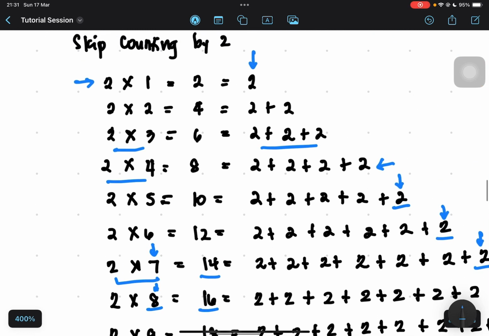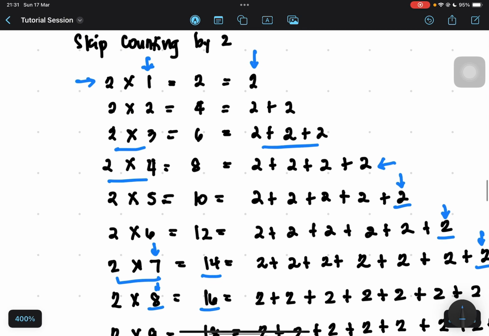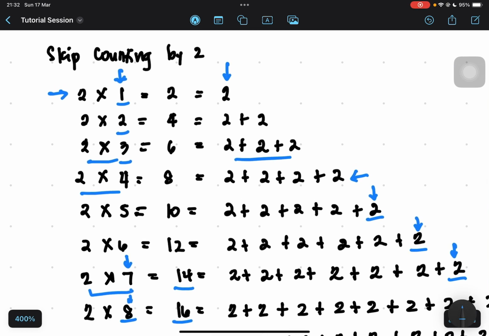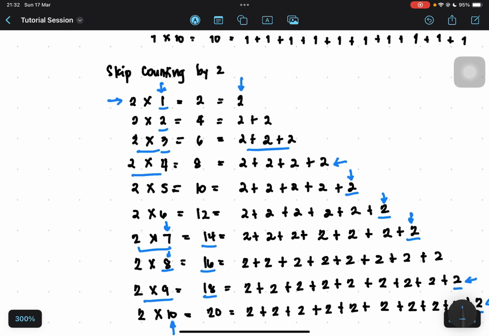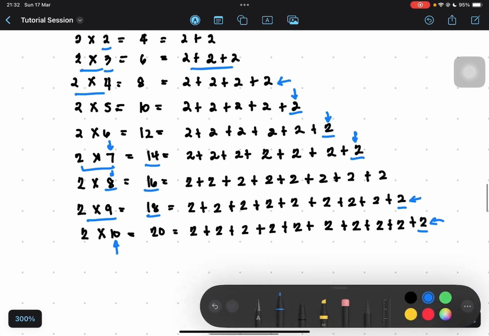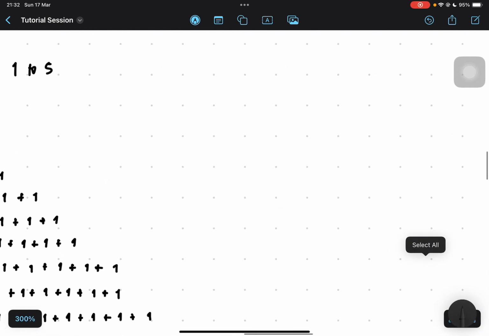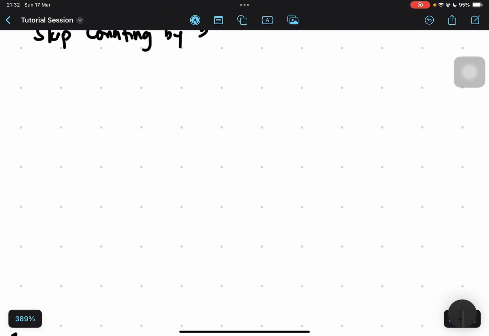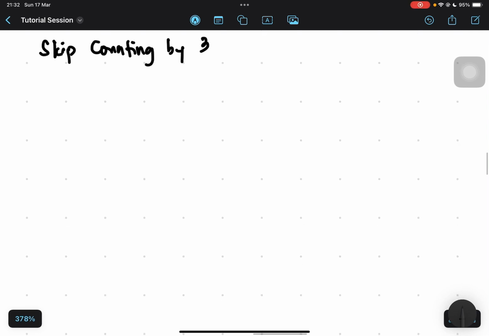So this one, 1, 2, 3 until 10, is the interpretation of how many times we add 2 by itself. So that's the interpretation of skip counting by 2. The same as skip counting by 3, skip counting by 4, and skip counting by 5. Skip counting by 3 is just the same as skip counting by 2, but the difference is they have different answers and also interpretation.